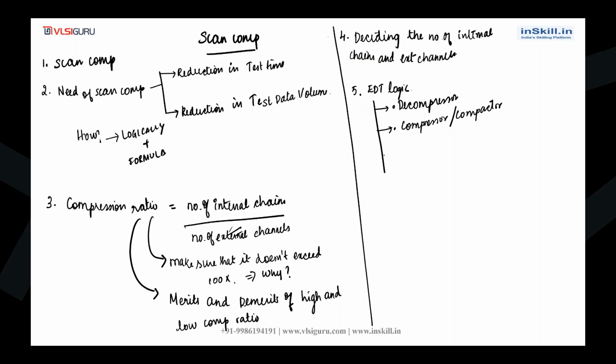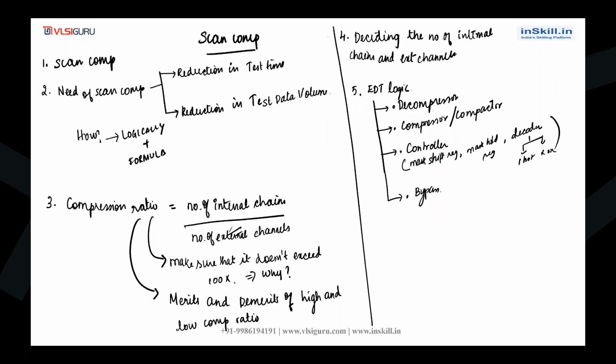You will be having a controller component. Inside the controller, you'll be having the mask, the mask shift register, and then the mask hold register. And you'll be having decoders. Again, for decoders there will be two things: one will be the one hot decoder, the other one will be the XOR decoder. And then you'll be having the bypass logic. So these are all the components of the EDT logic.